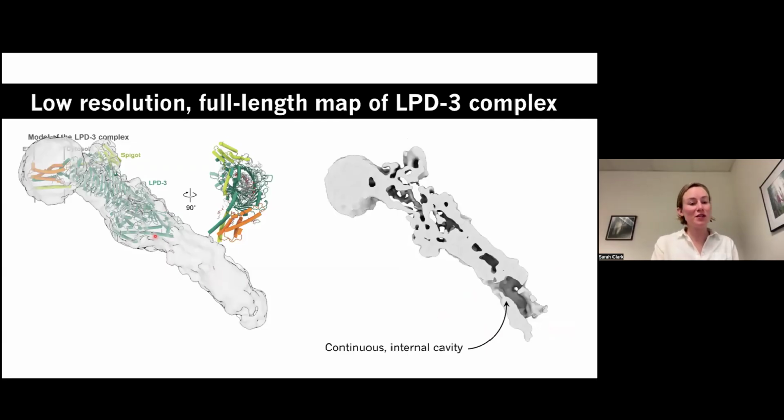Importantly, though, in our low resolution map, we did see that there's a continuous tunnel from the detergent micelle all the way through the protein, all the way to the end. So that just helps us confirm that our map is indeed correct.